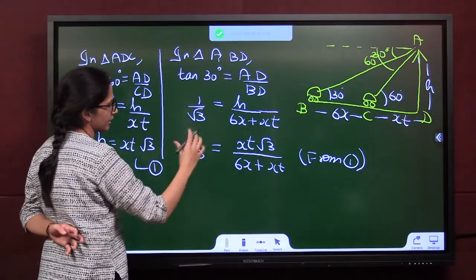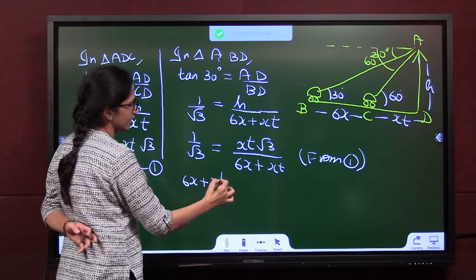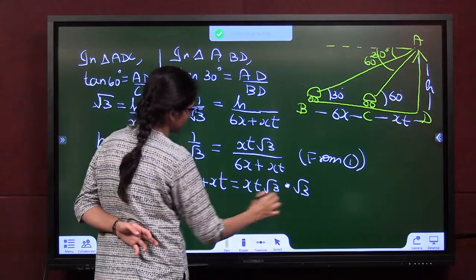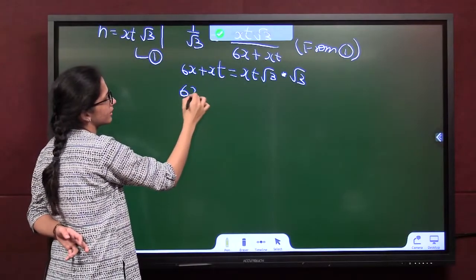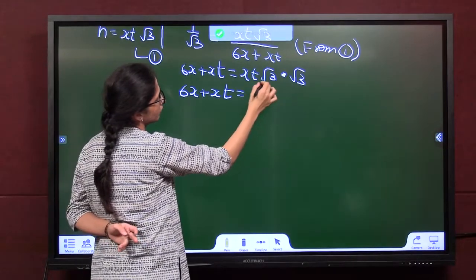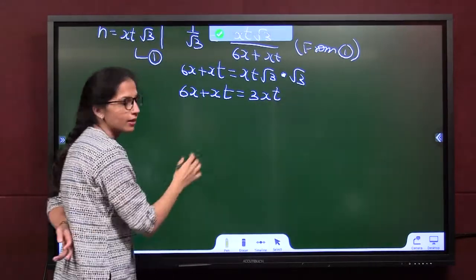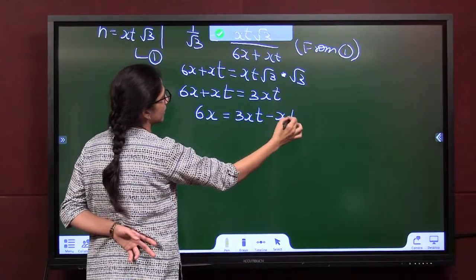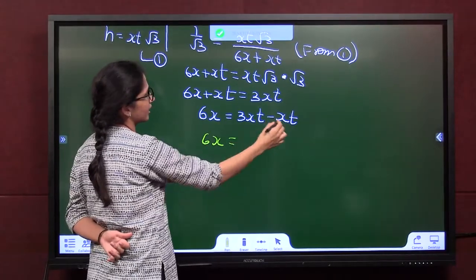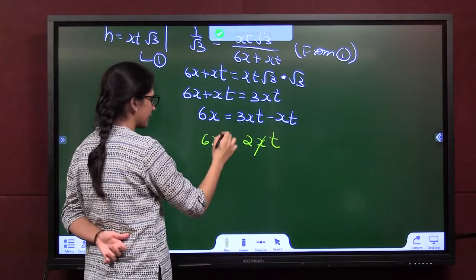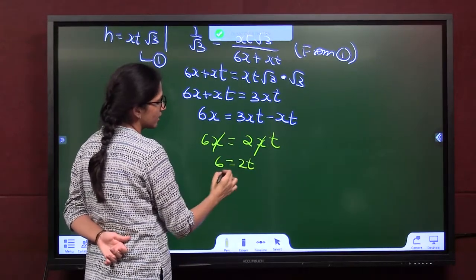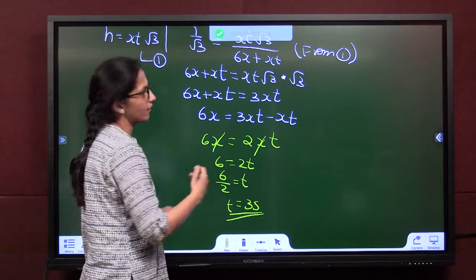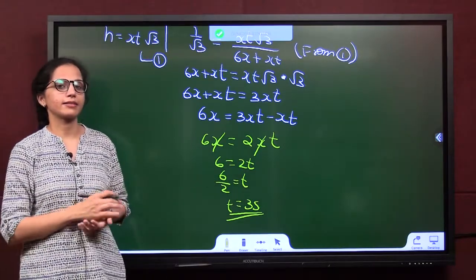Now it's just normal math solving. Send this here. 6x plus xt is equal to root 3 into xt root 3, that is 3xt. Send this xt that side. 6x is equal to 3xt minus xt, so 2xt. x and x cancel, 6 equals 2t. 6 by 2 equals t. t equals 3 seconds. So the time taken for the car to travel for that remaining distance is 3 seconds.